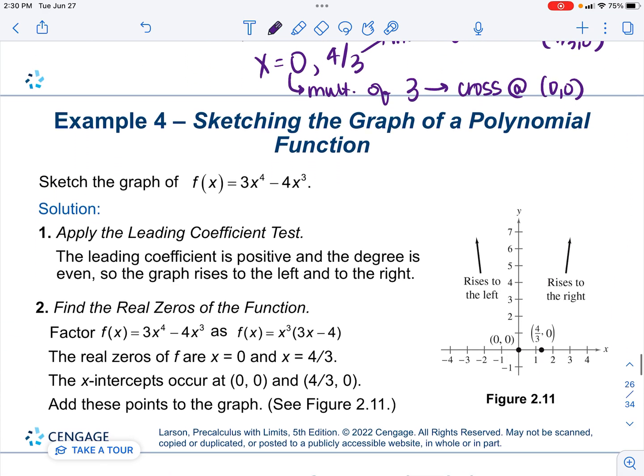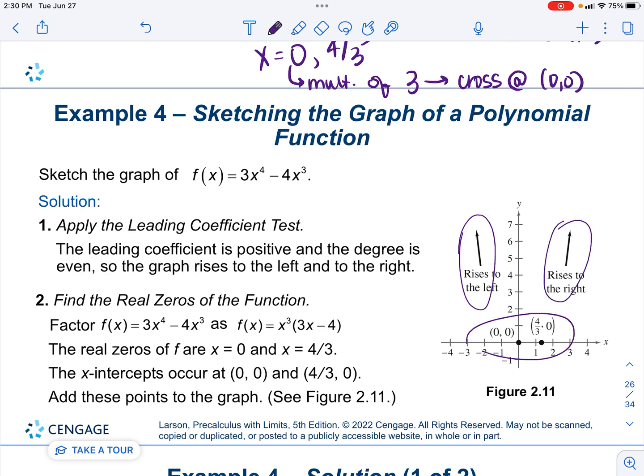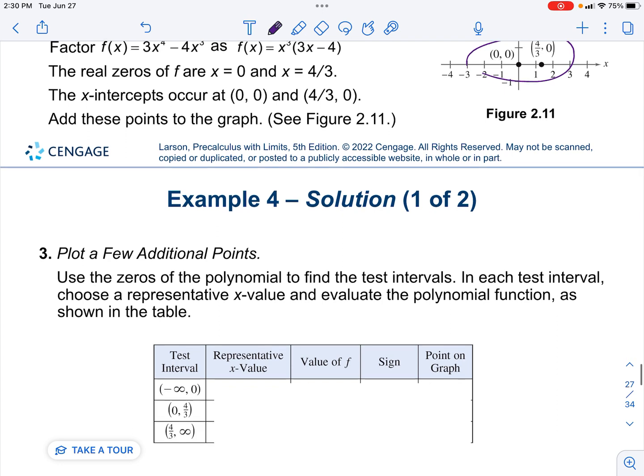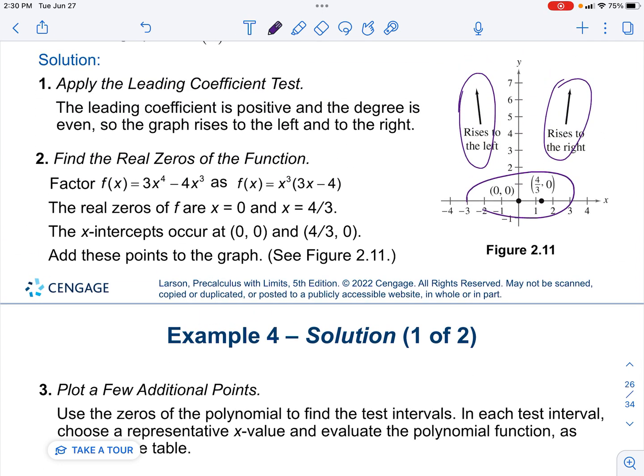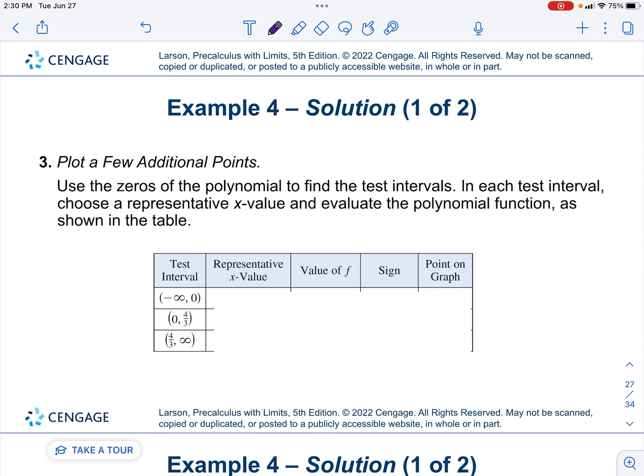Now, here it is typed out. Here's our rising arrows, here and here, and then there's our zeros. In order to connect all these dots and have it look accurate, plotting additional points is a good idea. When I like to plot additional points, I like to pick ones that are in key areas, like to the left and right of each zero.